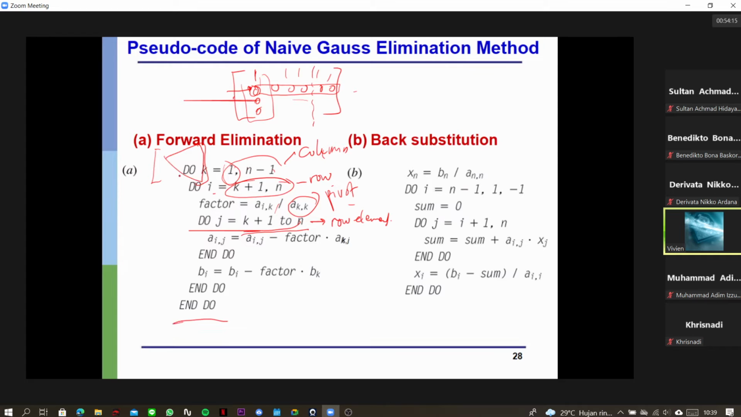Once we have finished looping up to the last n-1 column, we can do backward substitution. This is to find the last variable, xn, and then we return to the upper rows. For each of the rows we do the multiplication, so that we can find xi, which will be bi minus the sum over aij xj. We do the looping from n-1 and so on up to x1.